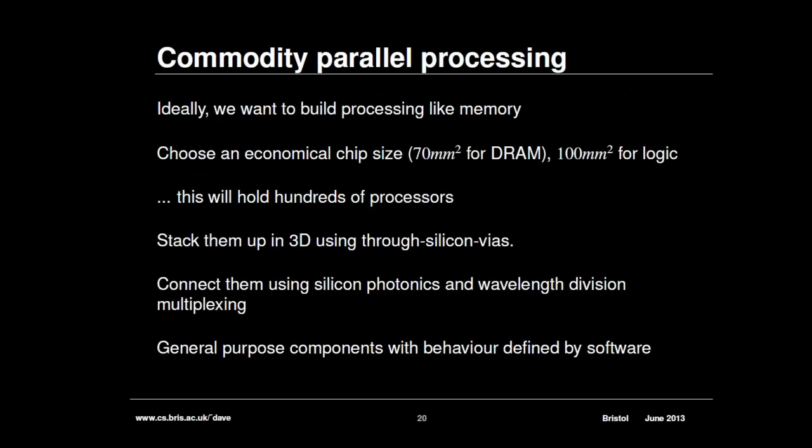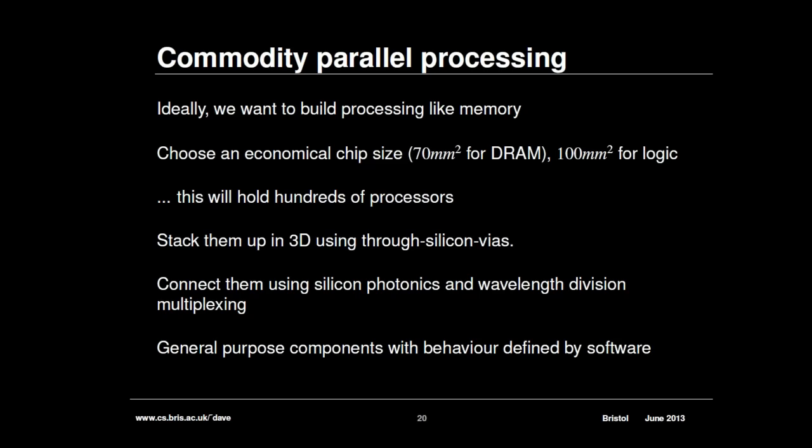And I think we should be trying to build processing like memory. DRAM memories are just built by choosing an economic chip size, 70 square millimeters typically, and then you just stack them up in packages in order to produce what people want to buy on the street. And processing should be exactly the same. I think for logic it will be about 100 square millimeters. That will hold a lot of processors. You should these days be able to think about, just like the DRAM people, stacking them up in 3D.